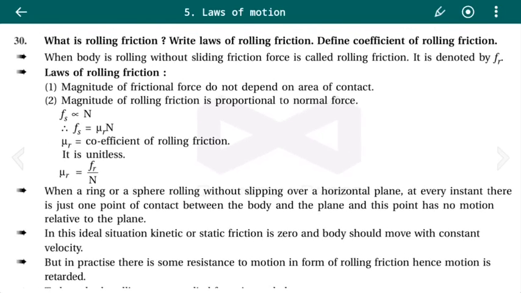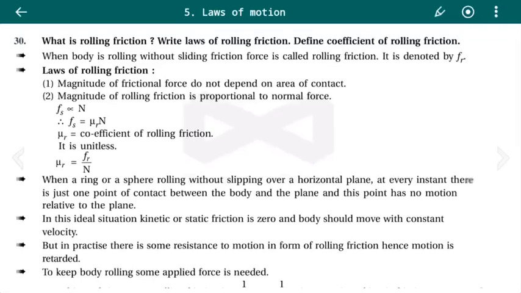The magnitude of the frictional force does not depend on the area of contact. As we discussed for static frictional force as well as kinetic frictional force, the frictional force does not depend on the area of contact. It is necessary that, to provide the friction by the surface on the object, it should be in contact. But here it does not depend on the area of the contact.